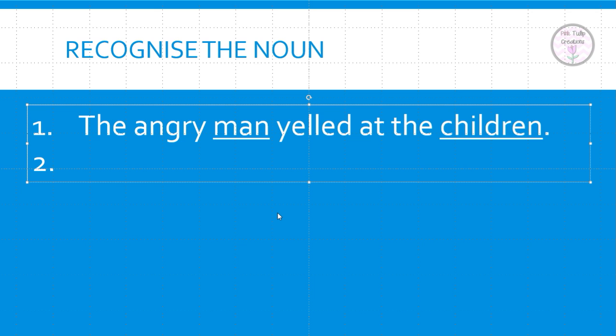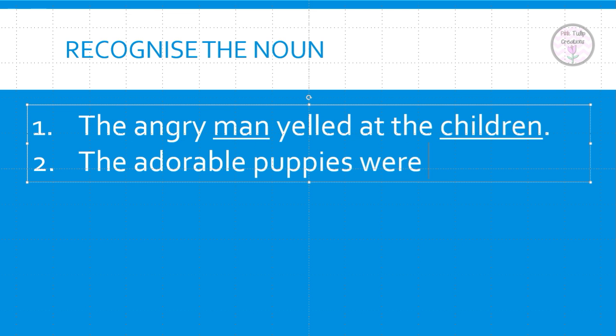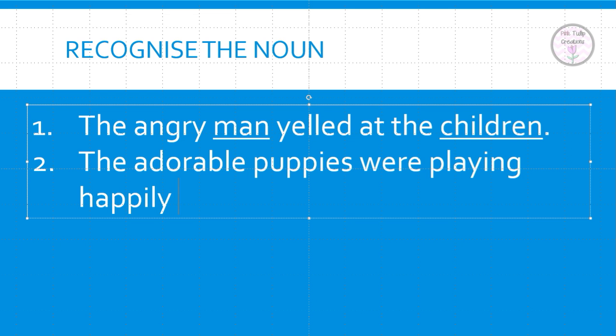So I'm going to write the sentence and I want you to either write down the nouns if you're taking notes or just think about the nouns in your mind. Okay? I'm going to try and confuse you guys a bit. No, I'm not. I'm just going to add some descriptive language in this one. Okay, the adorable puppies were playing happily at the gigantic park. Okay, so we need to work out what are the people, place, or things in this sentence.